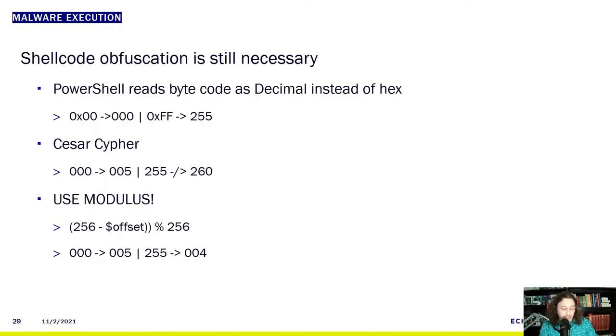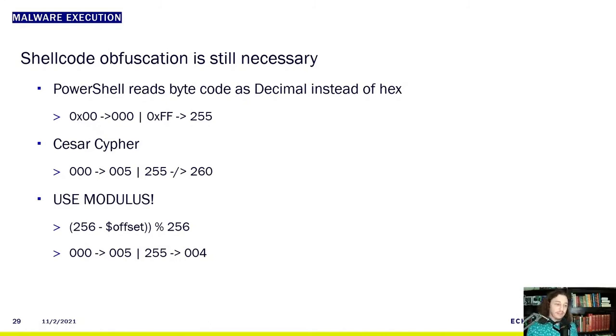What a Caesar cipher is, is taking a byte and pushing it to the right or left, depending on which way you want to go. In this case, we'll push everything 5 to the right. So 000 becomes 005, but that creates a problem with like an integer overflow because you can't go over 256. So 255 would be 260. That's not good. That's not going to work.